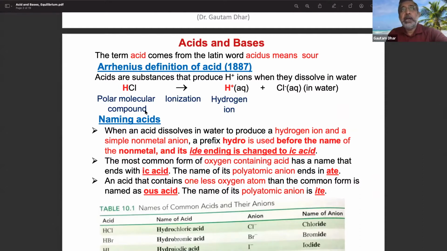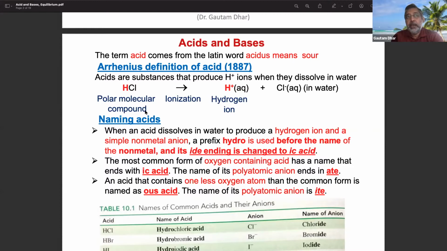So it was Arrhenius. Now, acid has been known for a long time in human civilization, and the term acid basically comes from the Latin word acidus, which means sour. Okay, so it is Arrhenius in 1887. He tried to define acids more scientifically. Now, when you say sour, anything that is sour is not always an acid, so it's not a very scientific way of saying it. So Arrhenius defined acid as those substances that can produce H+ ions when dissolved in water.